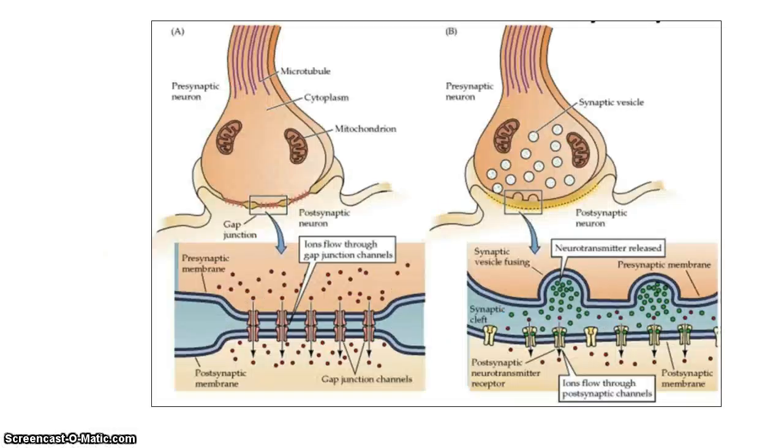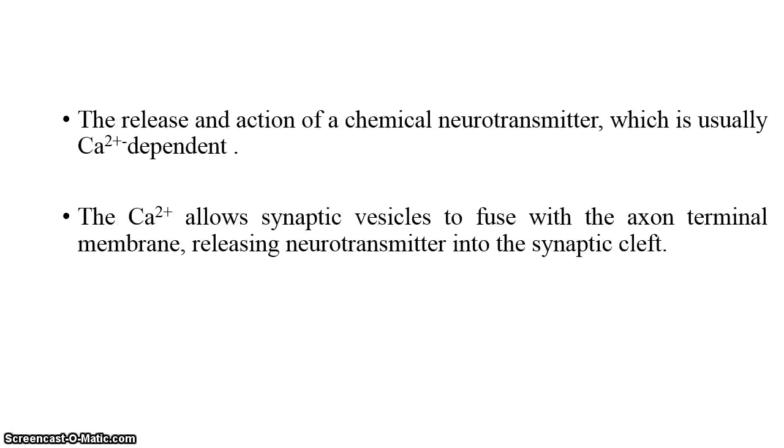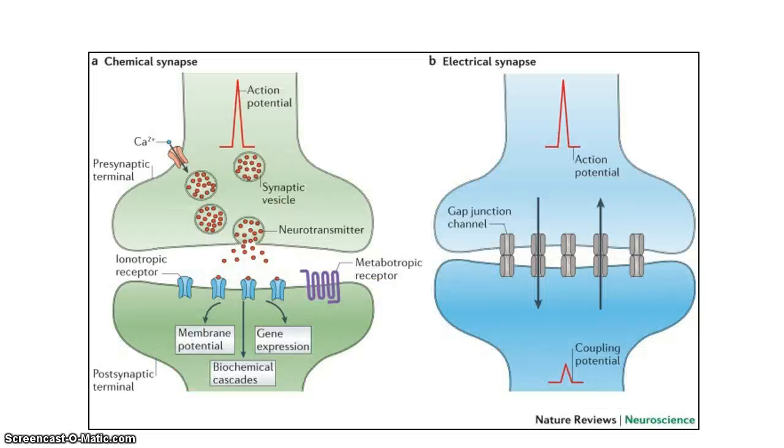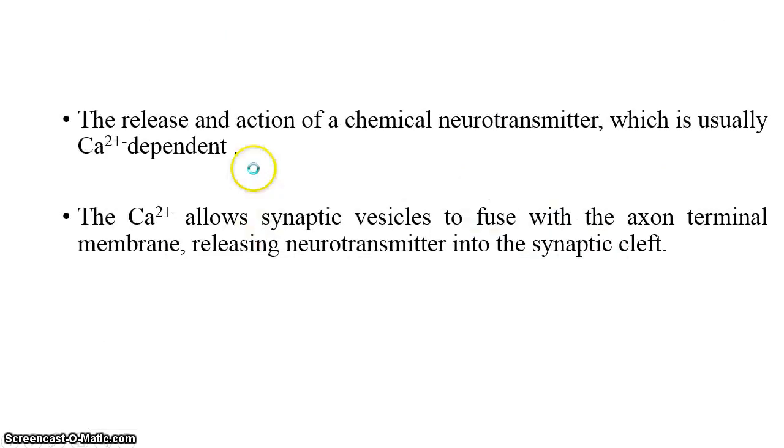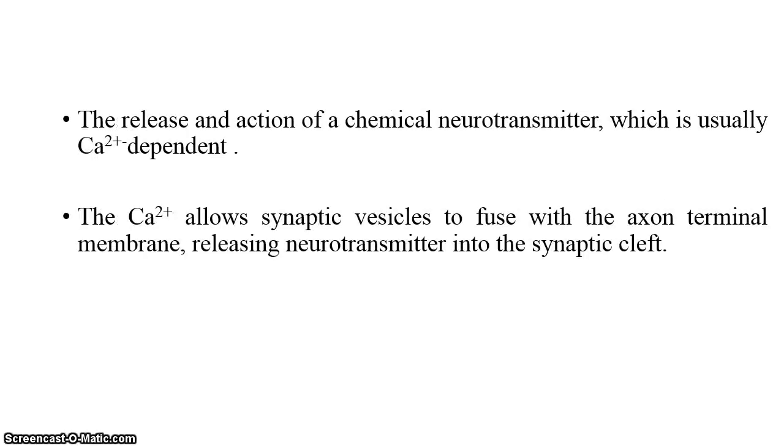As you can see in this diagram, the neurotransmitters are present in these vesicles, right? When the action potential triggers the presynaptic neuron, on this action potential generation, the neurotransmitter will be released. But that is not the simple way. This release of neurotransmitter is dependent upon the calcium.